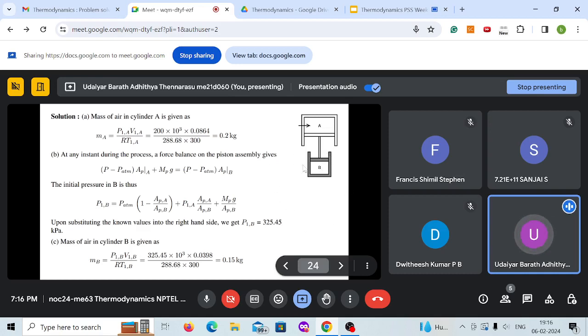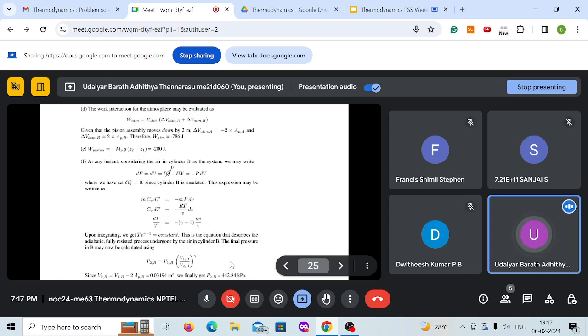So we have calculated that pressure. Next is mass of air in cylinder B. Again the same ideal gas relation. We substitute: we know pressure, we know volume, we know R, we know temperature. So it comes out to be 0.15 kg.